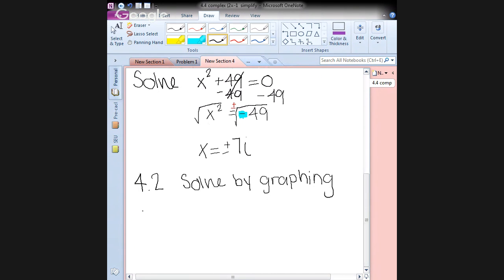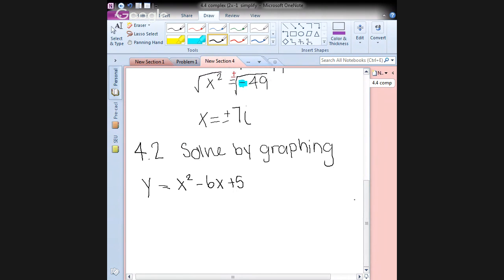So if I give you the equation y equals x squared minus 6x plus 5, I'm pulling this straight from your workbook, I'd be asking you to solve by graphing. And I'm asking you for a couple of different parts. For part A, I want to know the y-intercept. So let's write that down. First, I want to know the y-intercept.